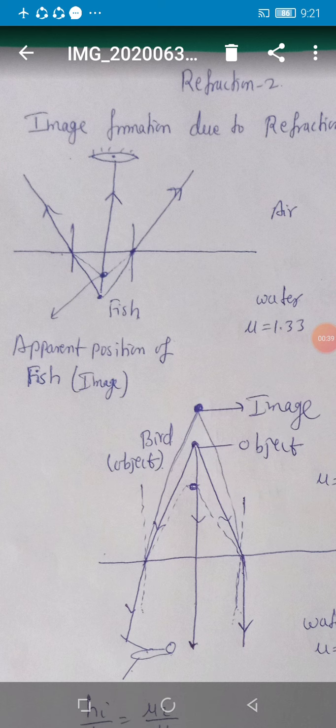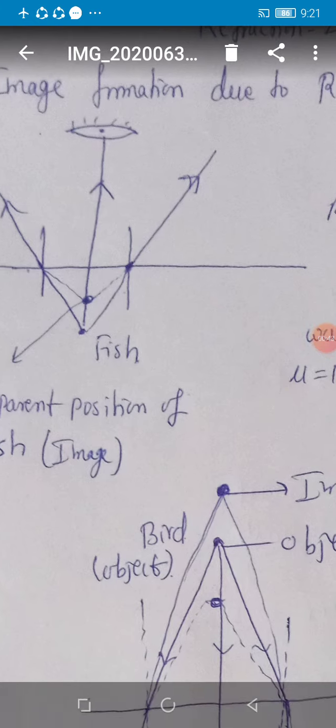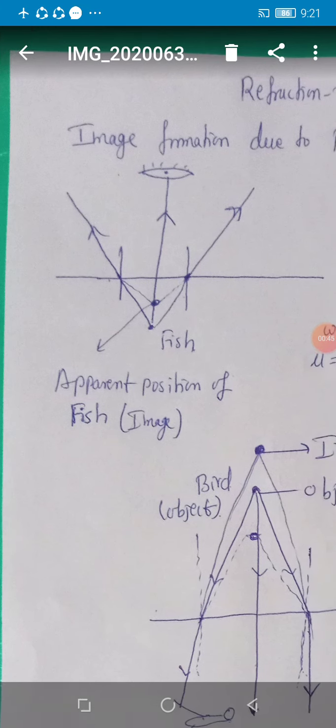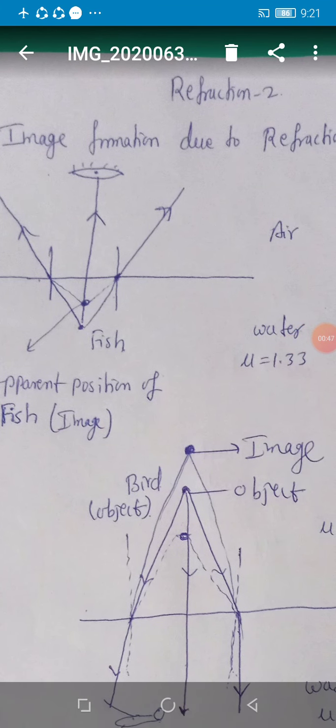Image formation due to refraction. Student, you see the figure on the screen. I have shown one line that is an interface. Above there is air and below there is water. In that water there is an aquatic animal, say a fish, or any object you can take. And at the top I have drawn the eye of a person who is observing it.